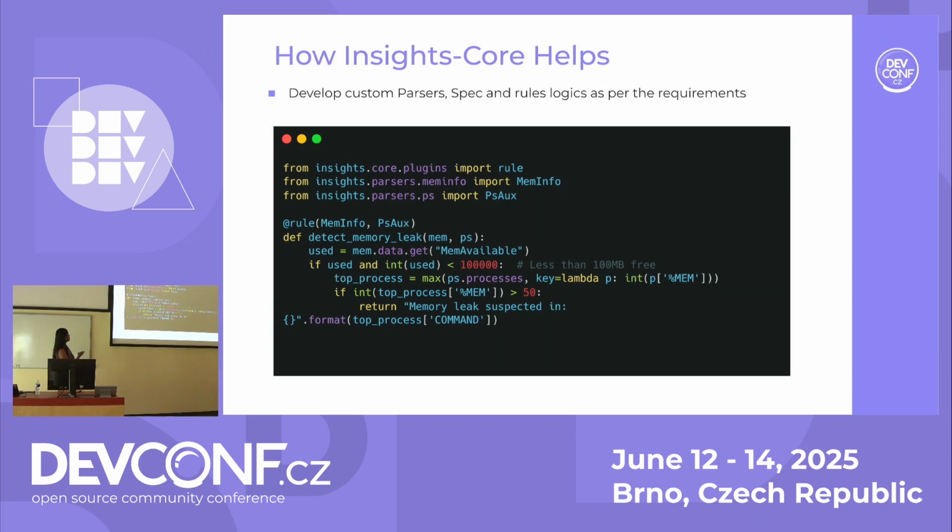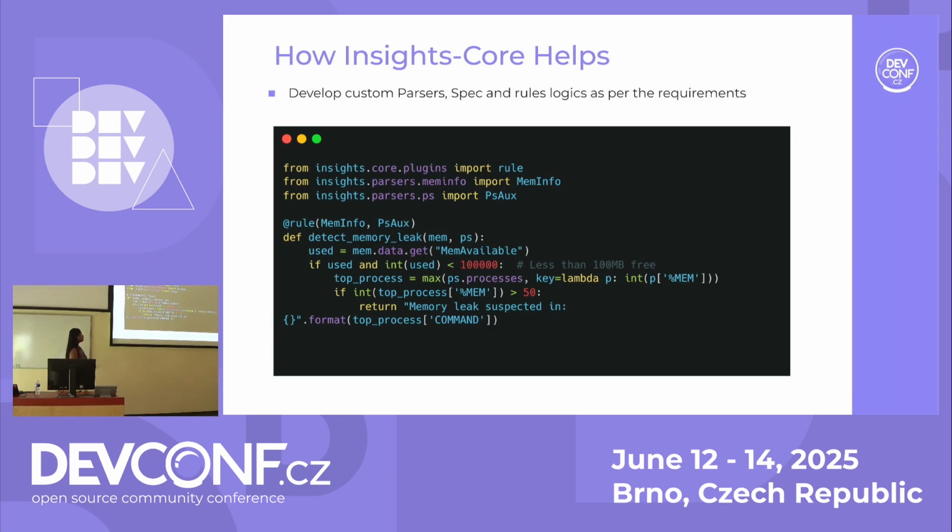I have imported the rule decorator, which is in the Insights Core, and meminfo is the parser for checking the memory availability, and psaux is the parser for checking the processes which are in the running state in the system. So the core goal is basically to check the process which is taking more space. Other than this, it checks if there is less memory, less than 100 MB, and any process which is taking more than 50% space.